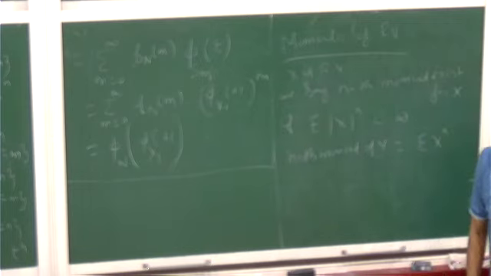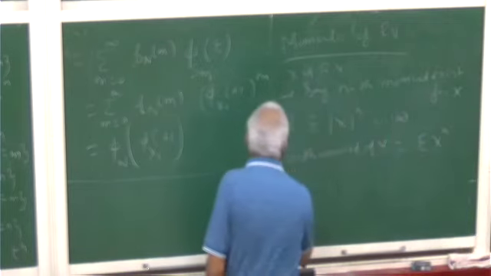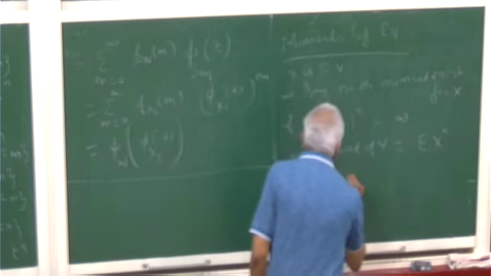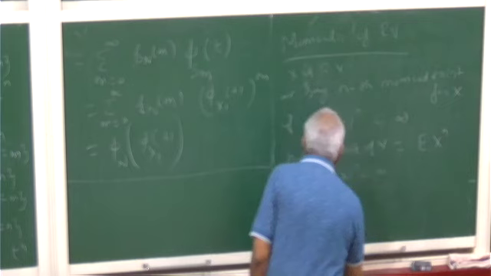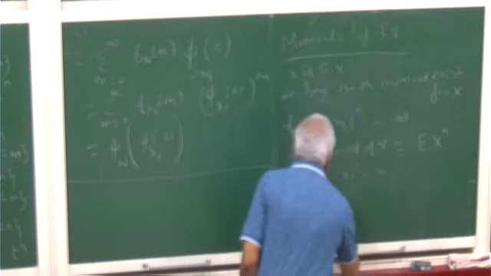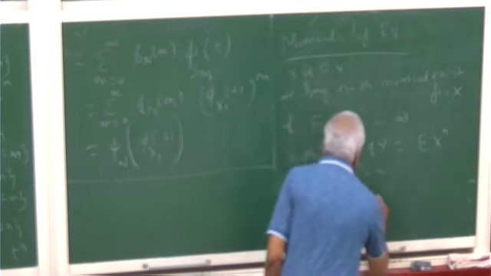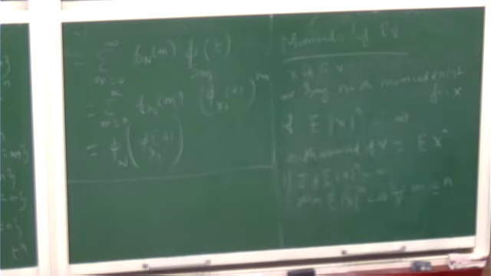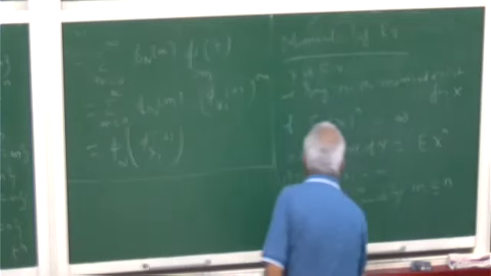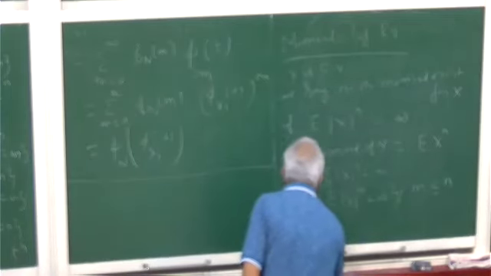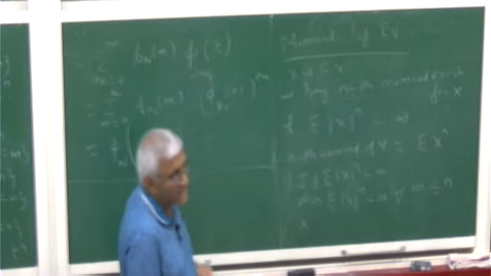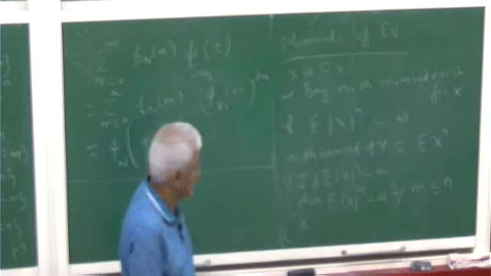The first remark, remark number 1, is that if the nth moment exists, then E of mod X power m is less than infinity for all m less than or equal to n. This should be fairly clear because we proved that if X is less than or equal to Y for two random variables, then the expectation of X is less than the expectation of Y.